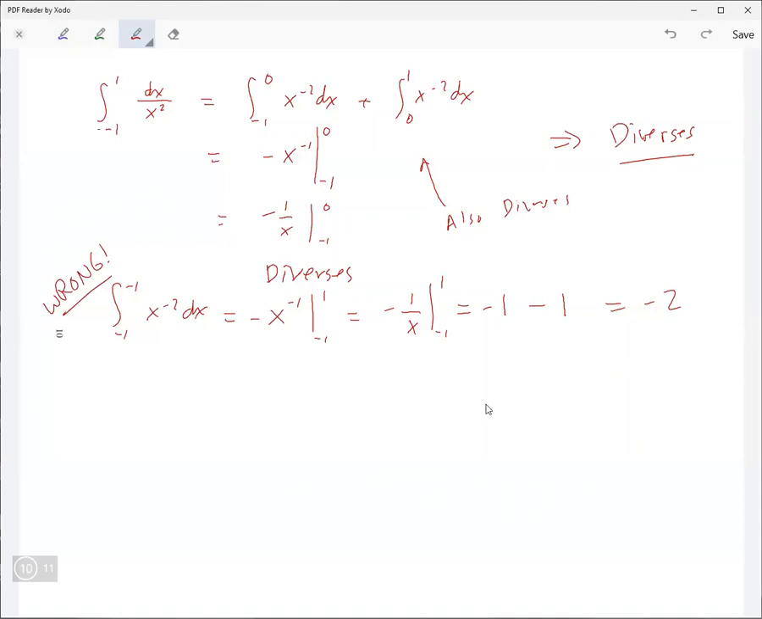Okay. And this is a completely wrong answer, because if you look at the original one, every single value here is positive. Okay, when you put an x between negative 1 and 1 into here, it's positive. So your integral has to be positive. But here you get negative 2. It's because you have a discontinuity in the middle. Okay, so this is the wrong way to do it, and you get a wrong answer, and then you're sad when they find out that it's wrong.